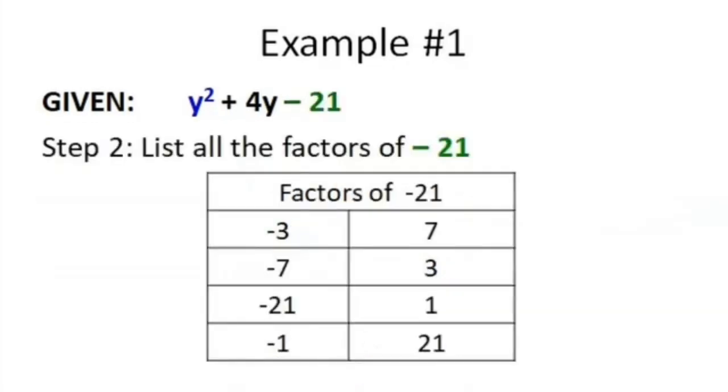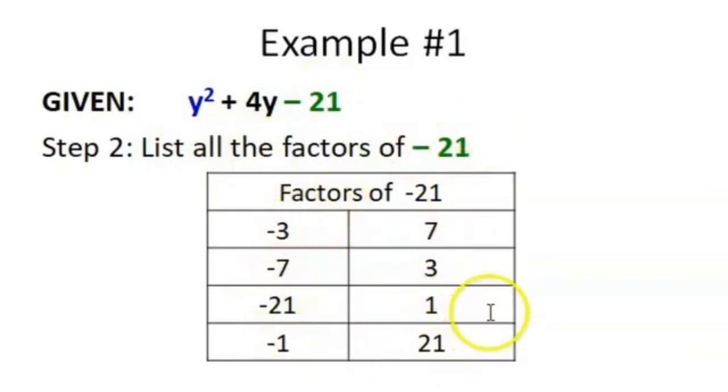Step number 2. List all the factors of negative 21. Here's our given, y squared plus 4y minus 21. Yung kulay blue, ito po yung nasa step 1. Diba? Nakuha na natin to. Ngayon, step 2, to kulay green. Nilagyan ko ng kulay green para mas ma-identify. So, ito po yung last term po natin. Diba? So, list all the factors of negative 21.